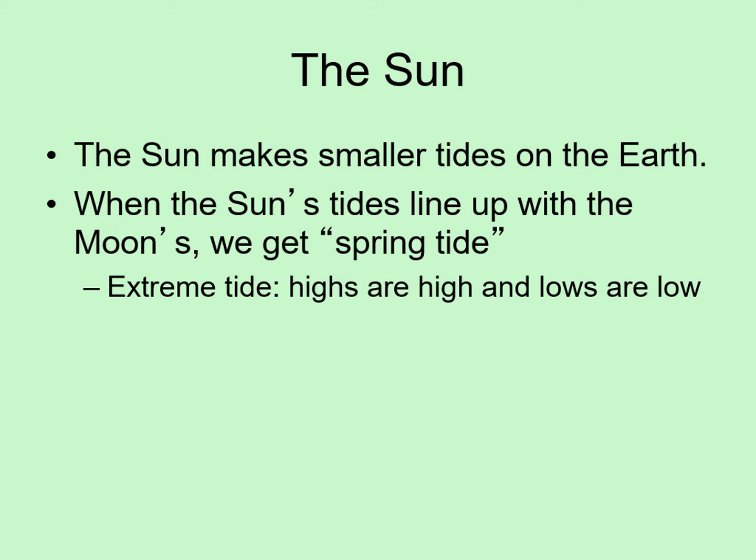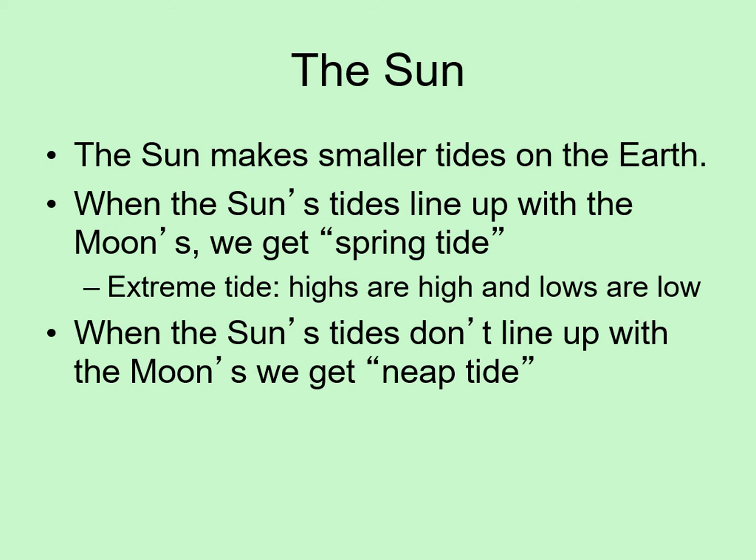This happens because the sun is trying to make a high tide on top of the moon's high tides, and a low tide on top of the moon's low tides. So in a spring tide, the difference between high and low tides is especially large. Notice that this just depends on the location of the sun and moon. It doesn't have anything to do with the season, spring.